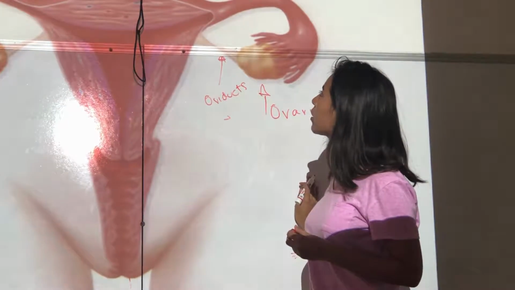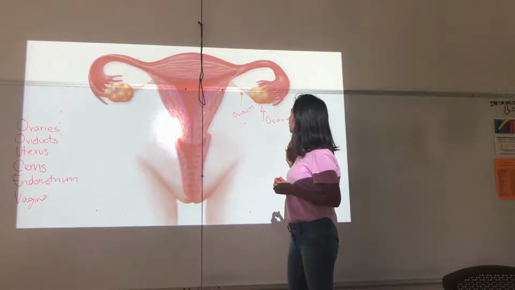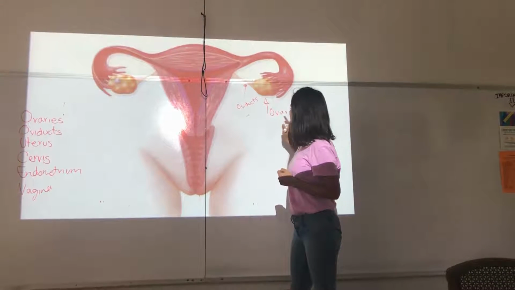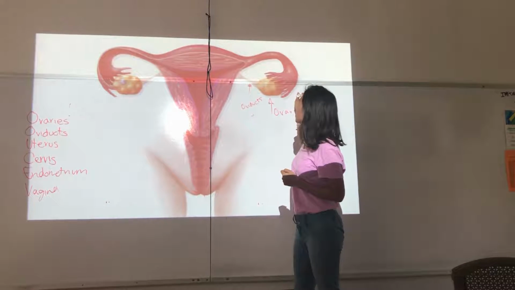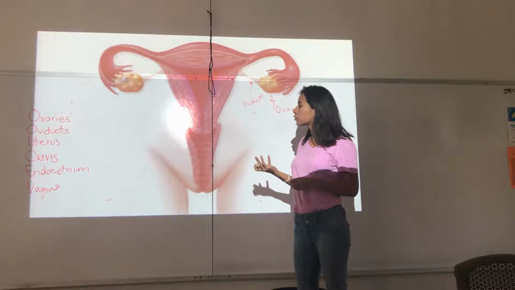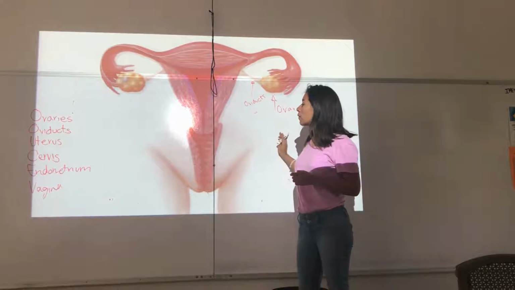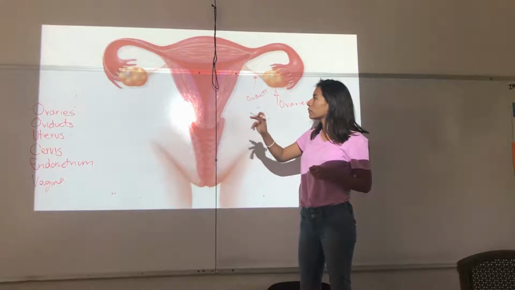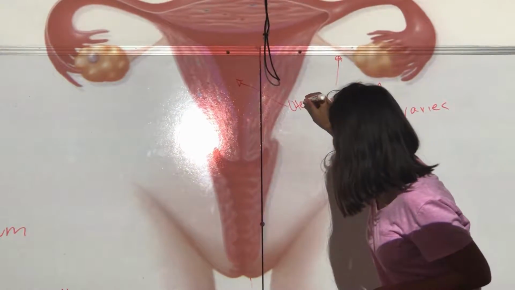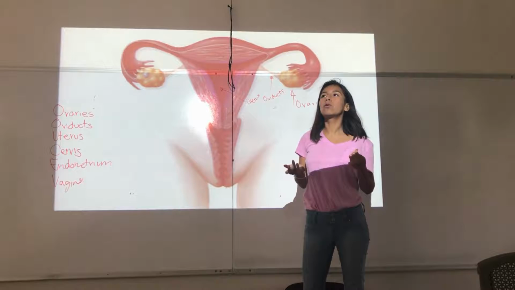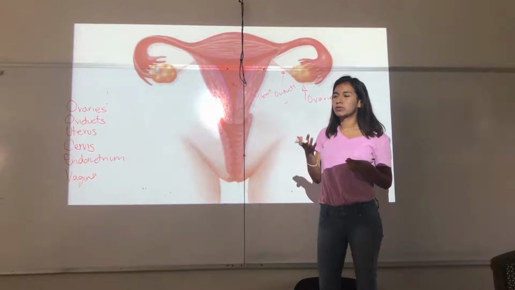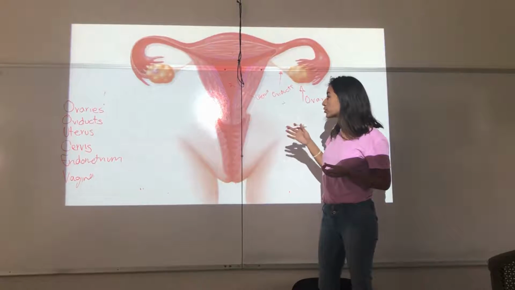The fallopian tubes are in charge of transporting the oocyte to the uterus. Here in the fallopian tubes occurs the fertilization. And now we have here the uterus. The uterus can hold a newborn baby of about 2 kilos approximately.